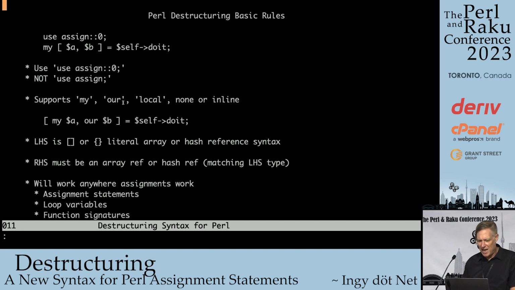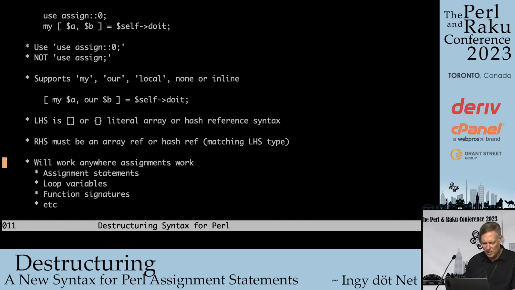Up front, you have a my, our, local. You can have none and pre-declare your variables, or you can have it inline, like here. You can define a my or our inline. The left-hand side always starts with square brackets or curly braces, and the right-hand side must be any expression or variable or literal that is an array ref or a hash ref appropriately. And I want this to work everywhere that assignments are. So, assignment statements, obviously, looping variables where you say for my, blah, blah, blah. You should be able to do that. And in function signatures and that kind of thing.